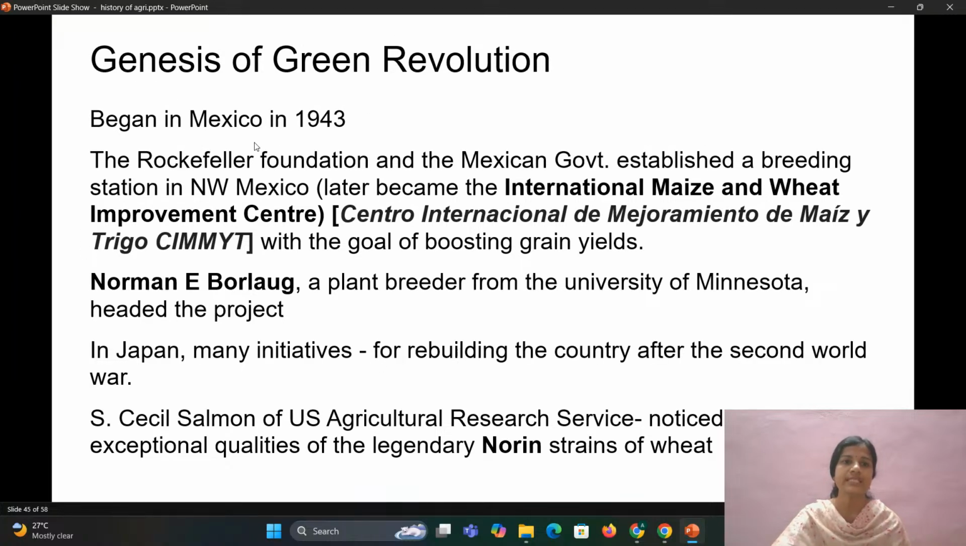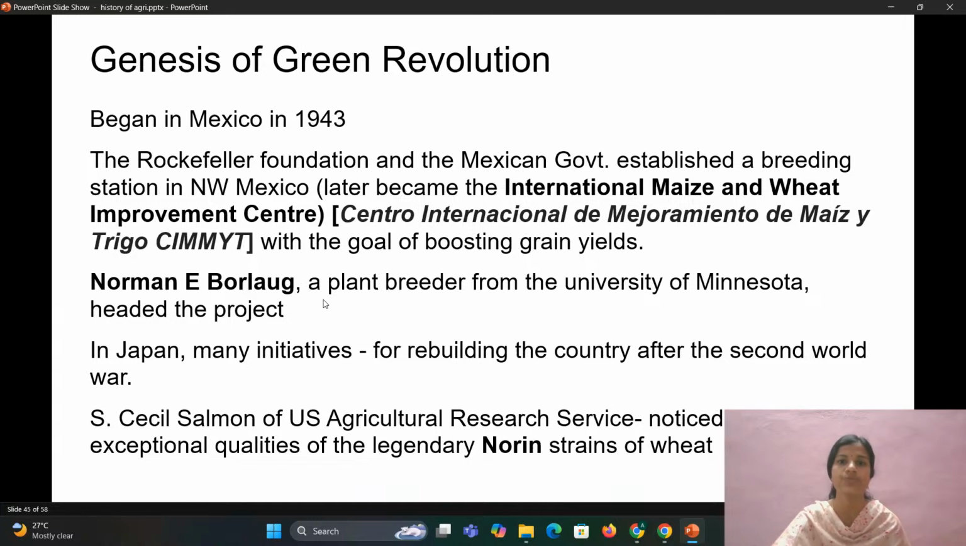So the Green Revolution first started in Mexico in 1943. It mainly started with the various research in CIMMYT, that is International Maize and Wheat Improvement Center. It has a Spanish acronym, Centro Internacional de Mejoramiento de Maíz y Trigo, that is CIMMYT. This is the Spanish acronym, and this is the English expansion, International Maize and Wheat Improvement Center. Various researches happened at CIMMYT, Mexico, and it led to the Green Revolution.